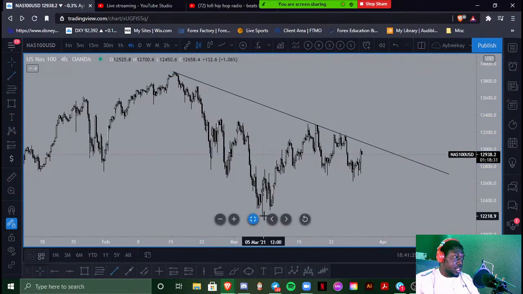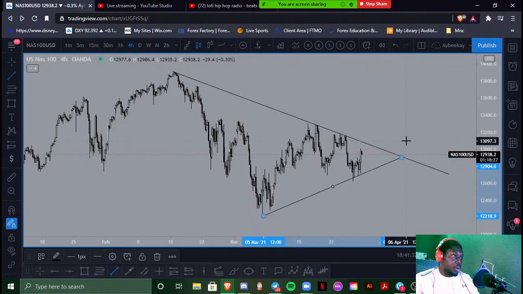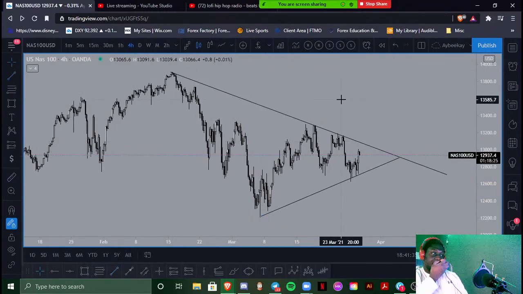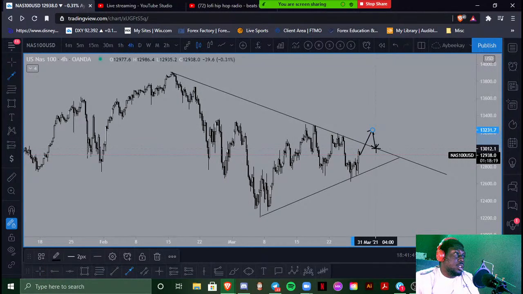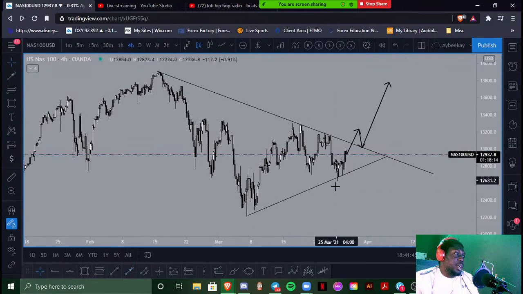I'd really need to see something like this get broken on either side for me to have a decision on where I would take it. But me personally speaking, I like the buys on NAS 100. I personally like the buys better than the sells.